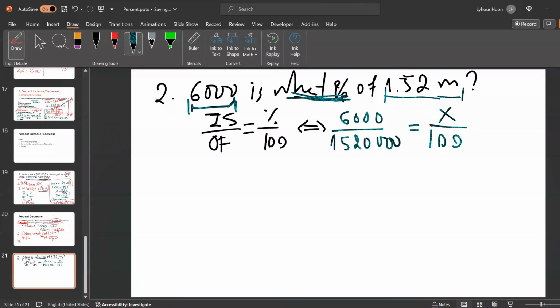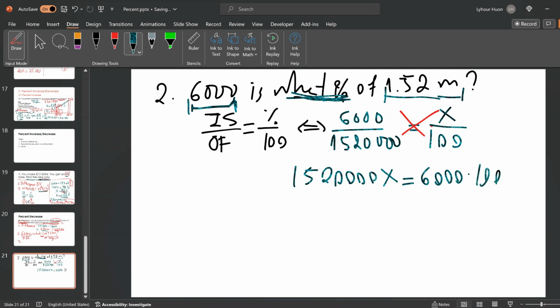And then, how about the percent? Percent is what we are looking for, which is x over 100. So now let's solve for x. Cross multiply here. 1,520,000 times x equals 60,000 multiplied by 100. Keep it like this: 1,520,000 x equals 60,000 times 100.